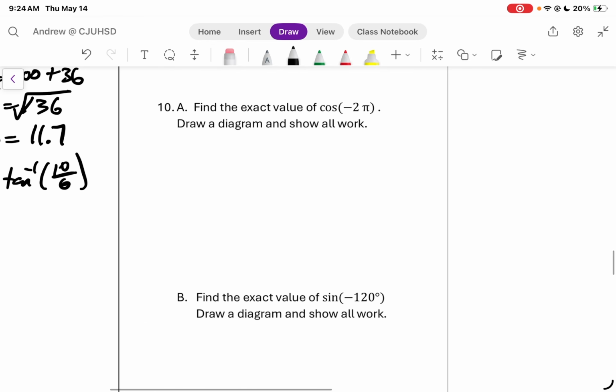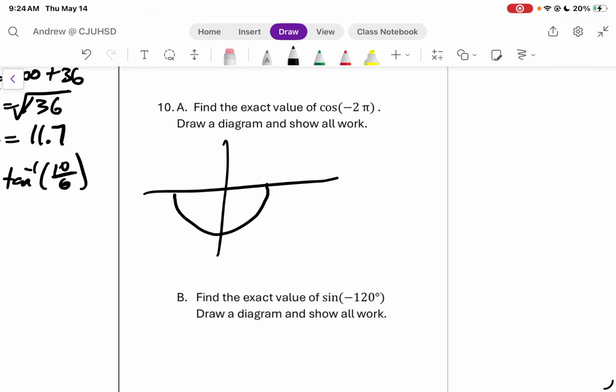Find the exact value of the cosine of negative 2 pi. So here we go. 1 pi, 2 pi. Cosine is the x-coordinate on the unit circle. And the x-coordinate here is 1. That's just a 1.